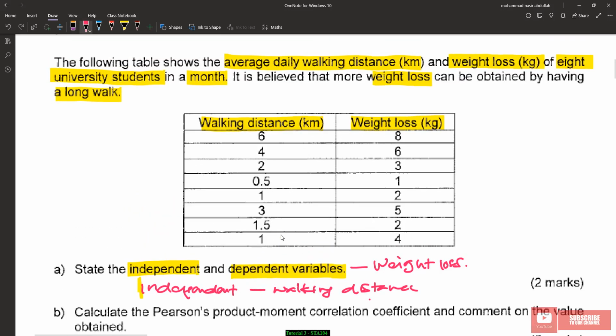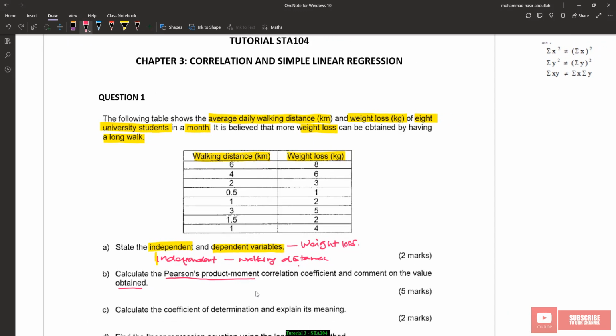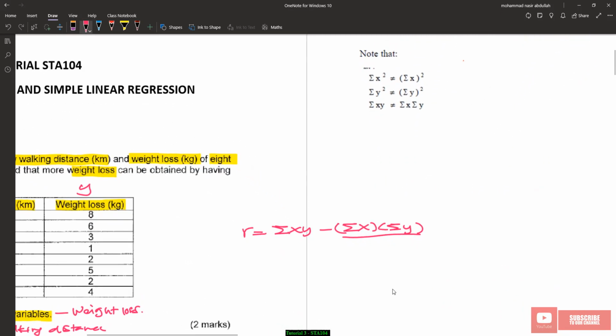Right. So now, second question, they ask you to calculate the Pearson product moment correlation coefficient and comment on the value obtained. We already know that walking distance is your x variable and weight loss is your y variable, right? So to calculate the Pearson product moment correlation coefficient, the formula would be summation of xy minus summation of x multiplied with summation of y, divided by n. This is the formula, divided by n.